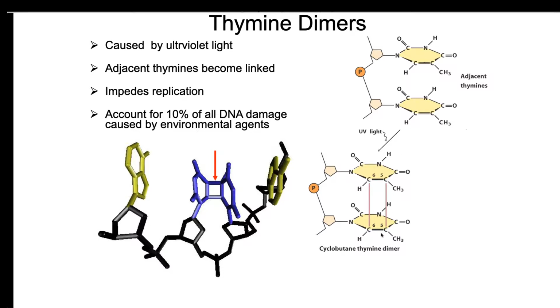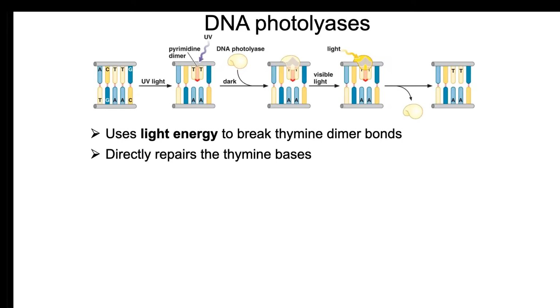This is called a thymine dimer, and it causes a distortion in the DNA such that if replication were to try to occur to this DNA before it's repaired, that could cause deletions and insertions and all kinds of problems. So there are enzymes called DNA photolyases. And what a photolyase does is it has the ability to recognize these thymine dimers because they cause this sort of irregular structure within the DNA.